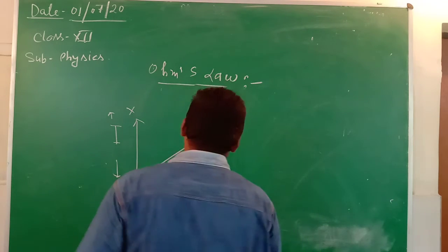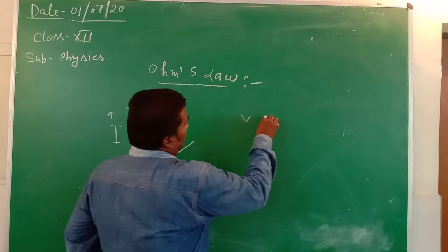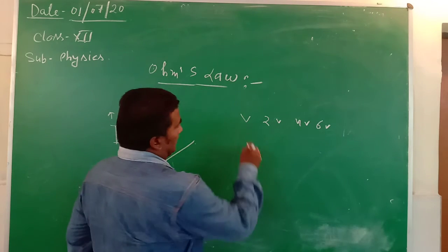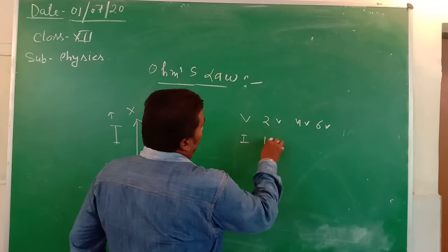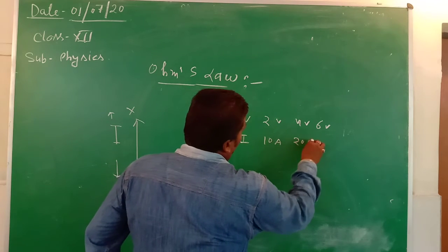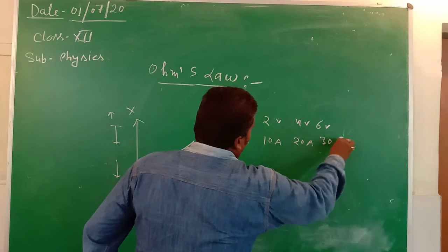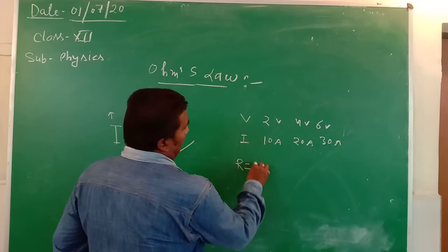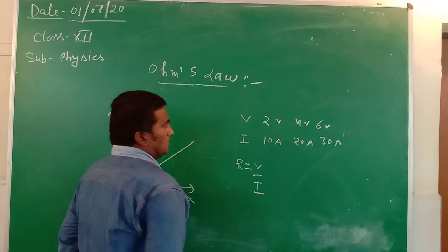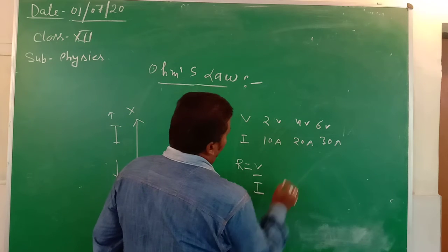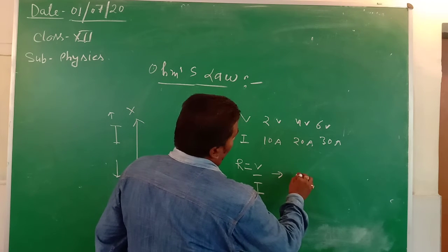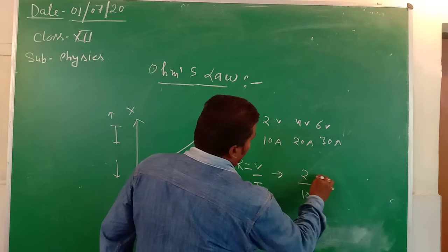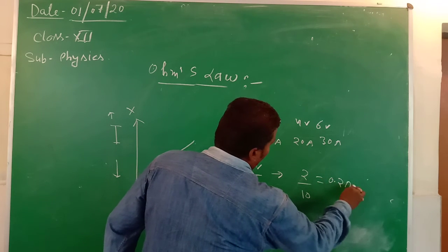Let us consider the potential is given as 2 volt, 4 volt, 6 volt, and the value of current is given as 10 ampere, 20 ampere and 30 ampere. Now we observe the value of resistance, R = V/I. For the first case, the voltage is 2 and the current is 10 ampere, then resistance is 0.2 ohm.